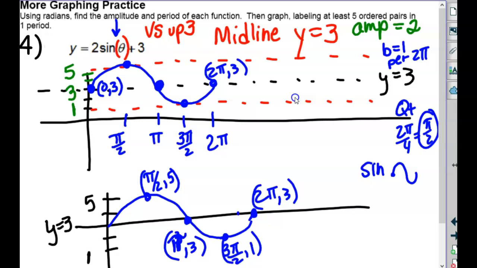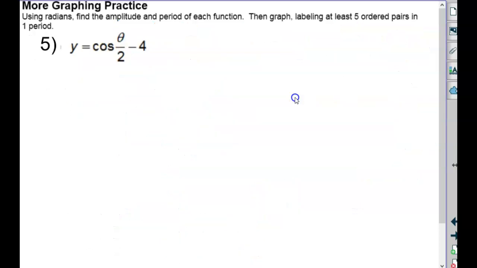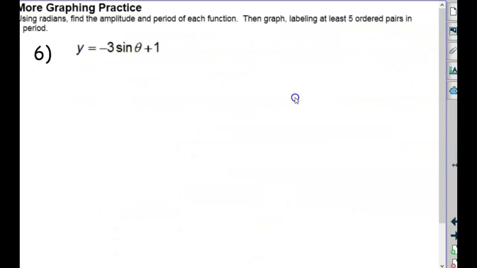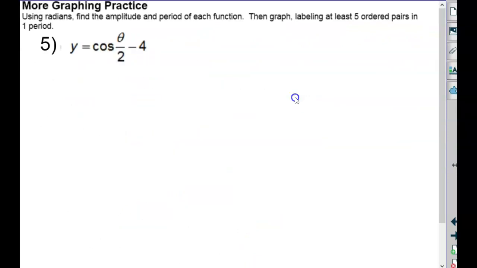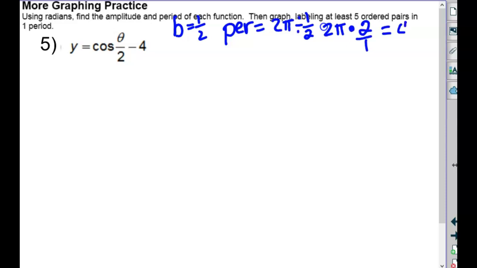All right, we got 2 more or 1 more for practice? 2 more? Okay. Describe this one for me. What's going on? The B value is 1/2, yes. So the period is going to be 2 pi divided by 1/2, or 2 pi times 2 over 1, which would make it 4 pi.